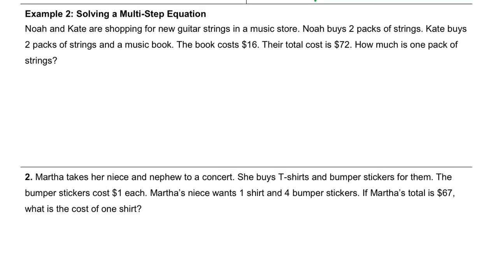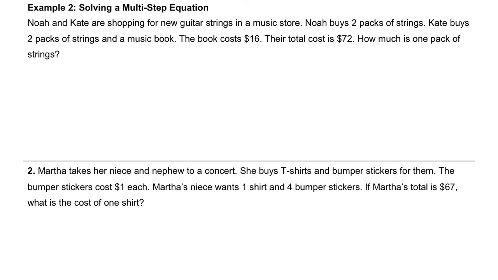Okay, so example 2. Setting up and solving a multi-step equation. So this says Noah and Kate are shopping for new guitar strings in a music store. Noah buys 2 packs of strings. Kate buys 2 packs of strings and a music book. The book costs $16. Their total cost is $72. How much is 1 pack of strings?